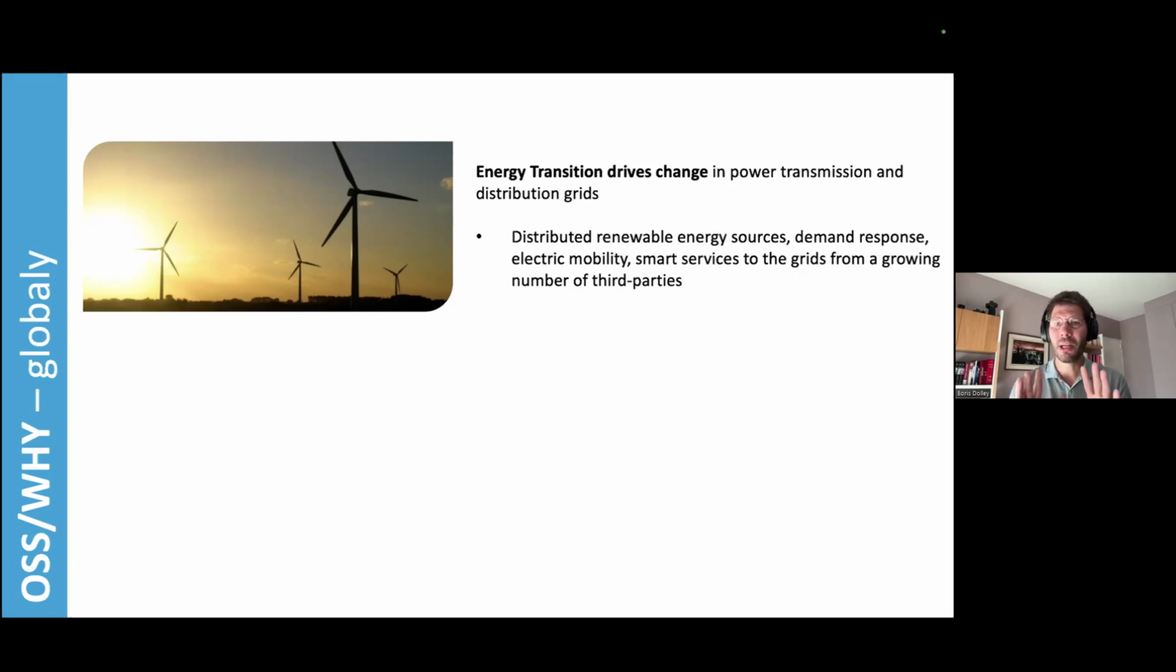So it's about welcoming as soon as possible, as strongly as possible, the distributed renewable energy on our grid, and changing the model completely, both from a market perspective and a technical perspective, about flexibility, demand response, electric mobility, smart services, everything you, of course, perfectly know in your business.